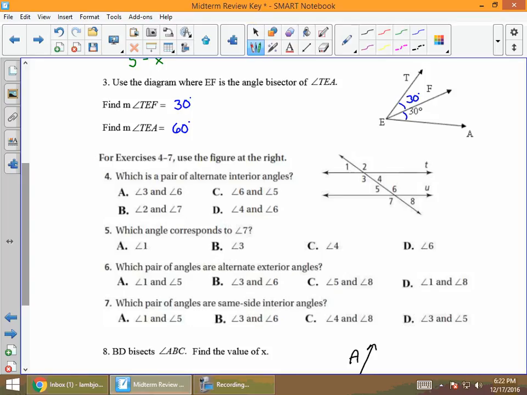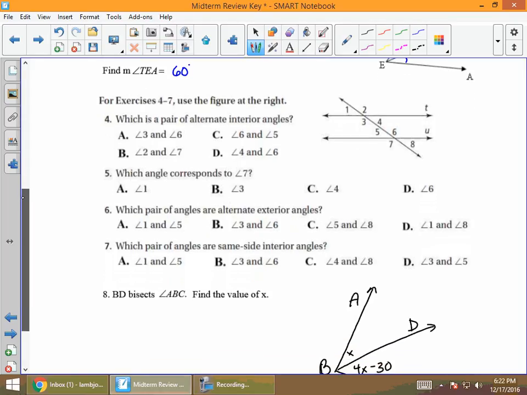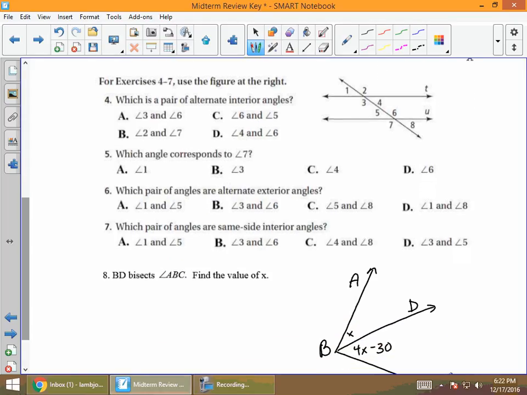All right, questions number 4, 5, 6, and 7 deal with this figure off to the right. Question 4 says, which pair are alternate interior? Alternate meaning opposite sides of the transversal. So let me make the transversal purple here so you can see that. The purple line is the transversal. So alternate interior have to be on opposite sides of the transversal and in between T and U. So 3 and 6 are alternate interior. As I look at B, 2 and 7 are exterior, and they are alternate exterior, which is not alternate interior.